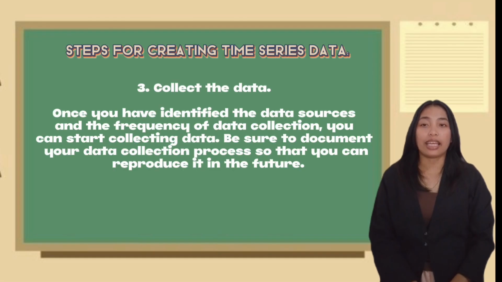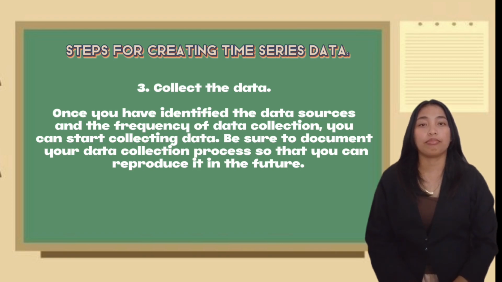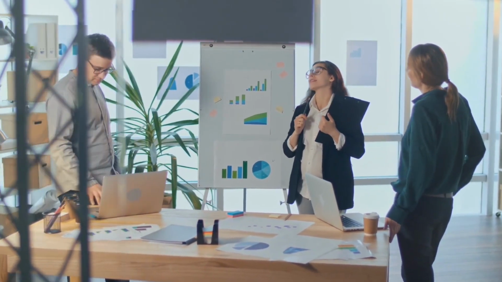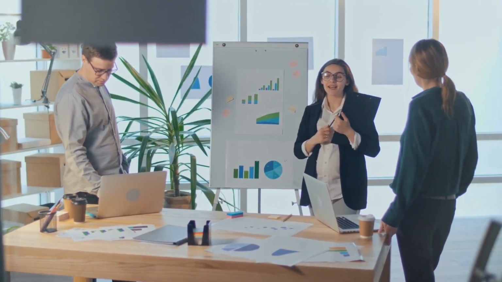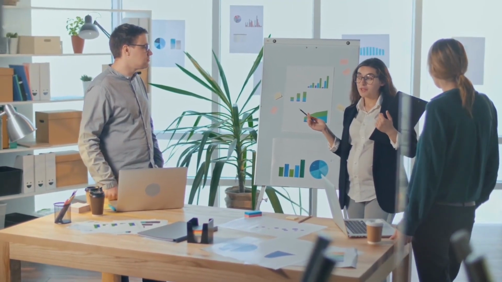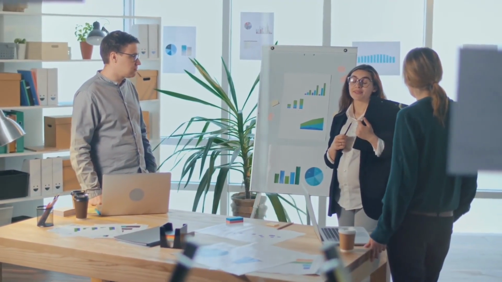Third, collect data. Once you have identified the data sources and the frequency of data collection, you can start collecting data. Be sure to document your data collection process so that you can reproduce it in the future. The subsequent stage is the actual collection of the data itself. This is a critical phase, as the quality and accuracy of your analysis directly depend on the integrity of the data you gathered.